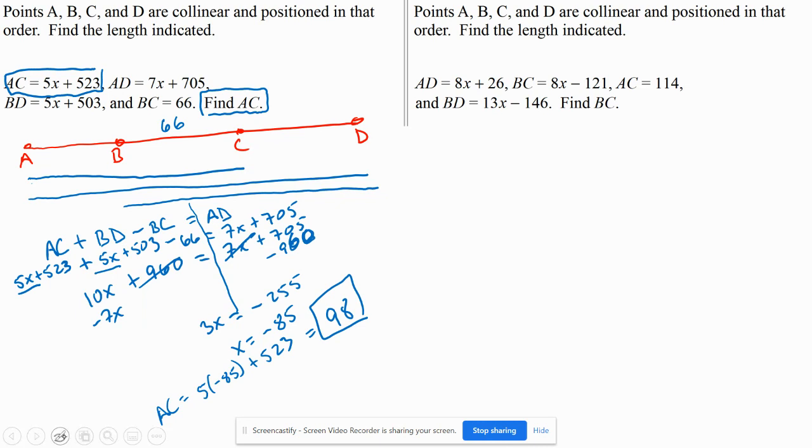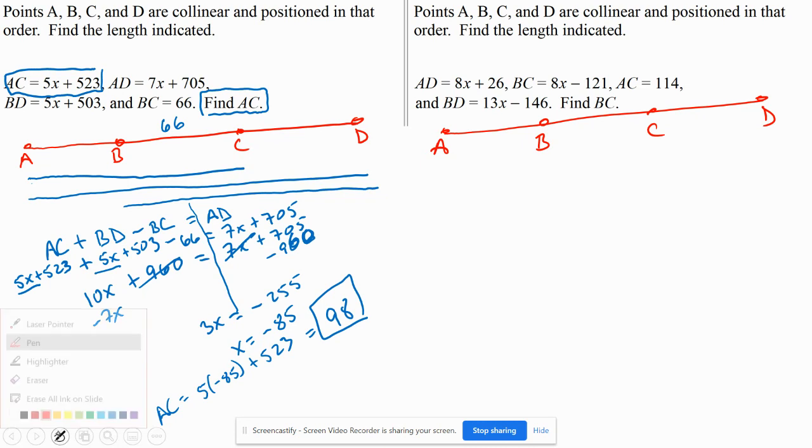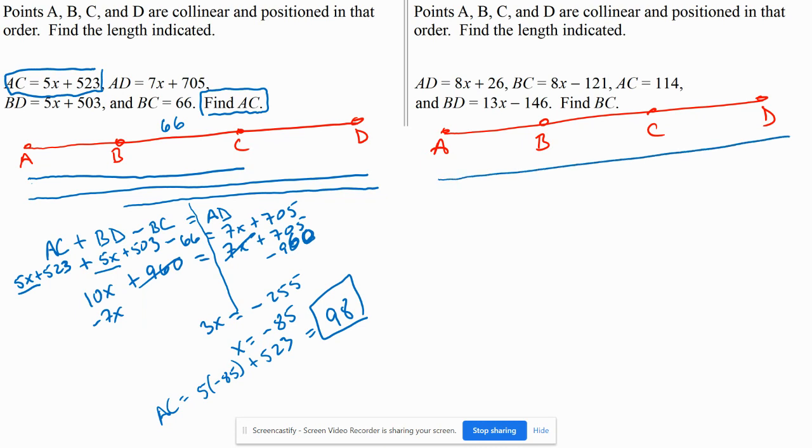All right, let's take a look at another example. Let's take a look at the one on the right. I have points A, B, C, and D. They're collinear. Okay, and then they're in that order. So let's say that A, that's B, that's C, and that's D. Now, my information that I have, I know something about AD. So I know about this segment, AD. I know something about BC, right, from B to C.